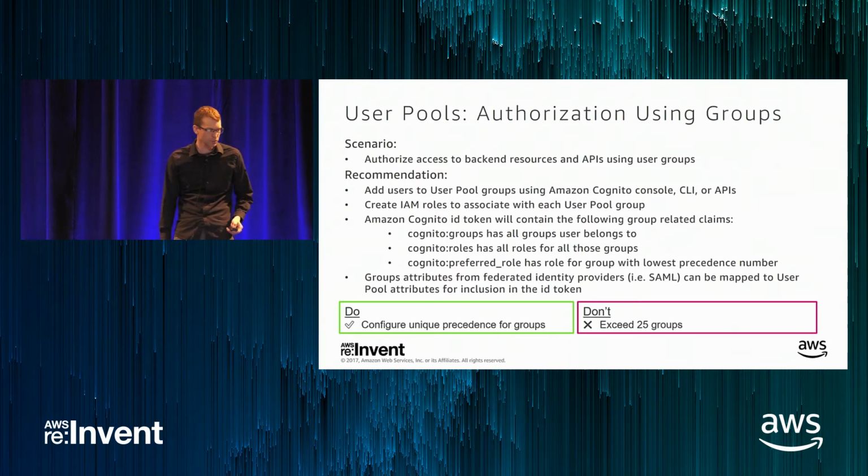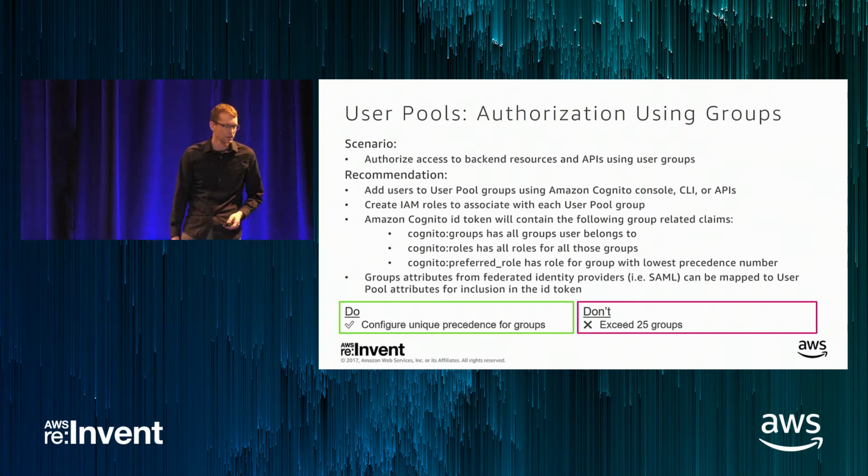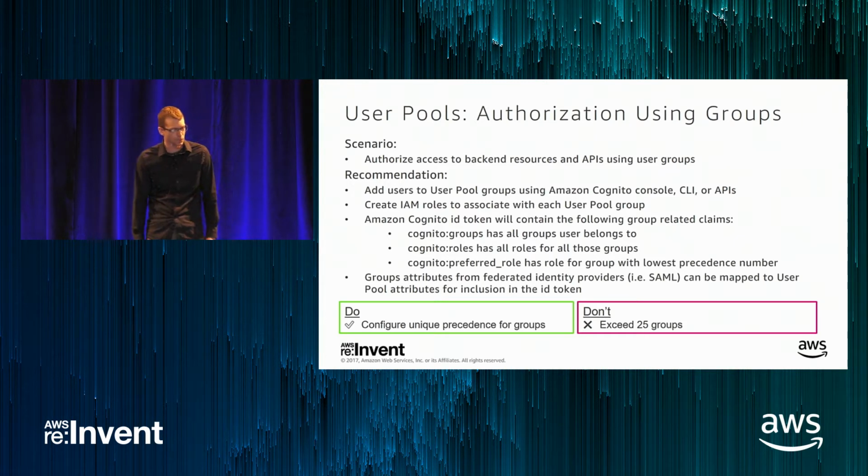So our next scenario is you want to put your users in groups to authorize access to various back-end resources. You may have different types of users, administrators, and regular users. So our recommendation here is that you create a bunch of groups using the Amazon Cognito console, and you add your users to the groups using our various APIs. You can optionally create IAM roles to correspond with these groups.